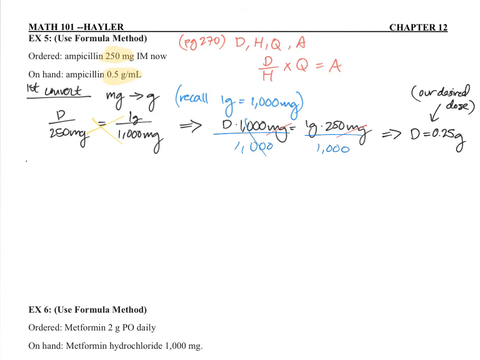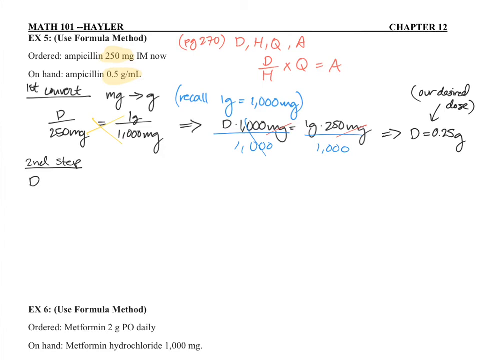So now we can go on to the second step, which is to find the amount to administer, which is our A value over here. So first we need to determine D, H, and Q. Let's go ahead and write those out.